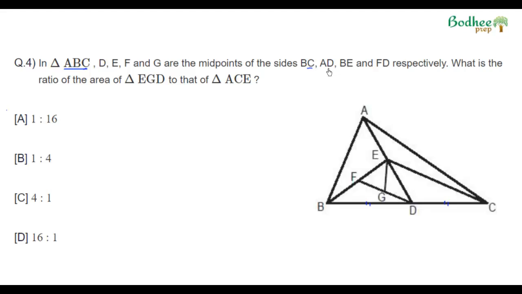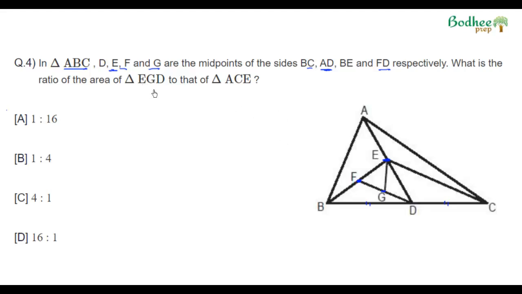And similarly, E is the midpoint of side AD. So AD is joined and E is the midpoint. F is the midpoint of BE. Again, BE is joined and F is the midpoint. And G is the midpoint of FD. So again, FD is joined and G is the midpoint. So a lot of triangles which are formed will have equal areas because we know that a lot of medians have been drawn and a median divides the triangle into two equal areas.